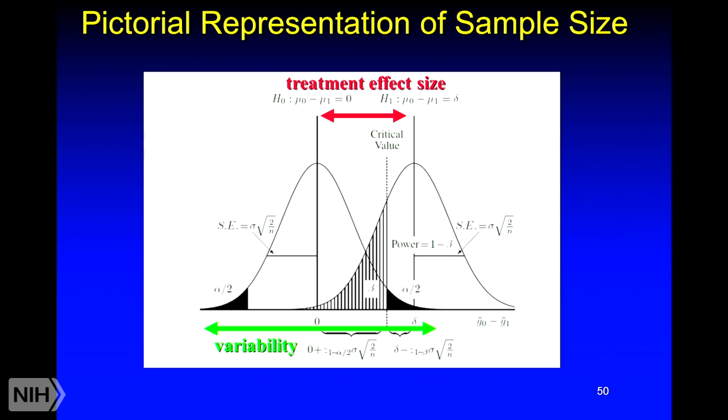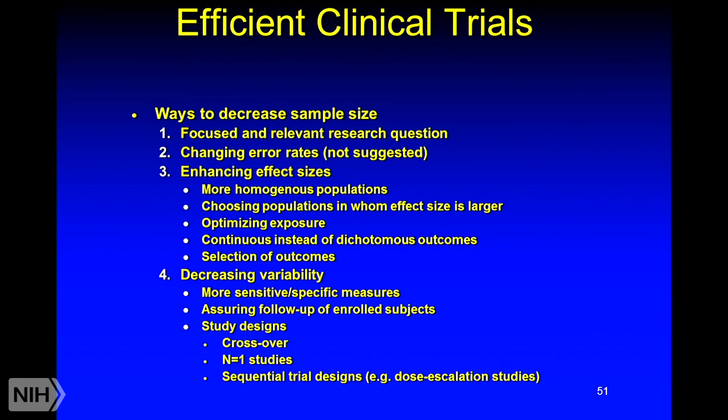So here's the two things you're looking at. Variability in the data is the width of this curve, and the treatment effect size is the difference between the means of the two curves. By making these curves further apart and increasing the effect size, you can have a smaller sample size. By making the base of this narrower, by decreasing variability, you can have a smaller sample size.